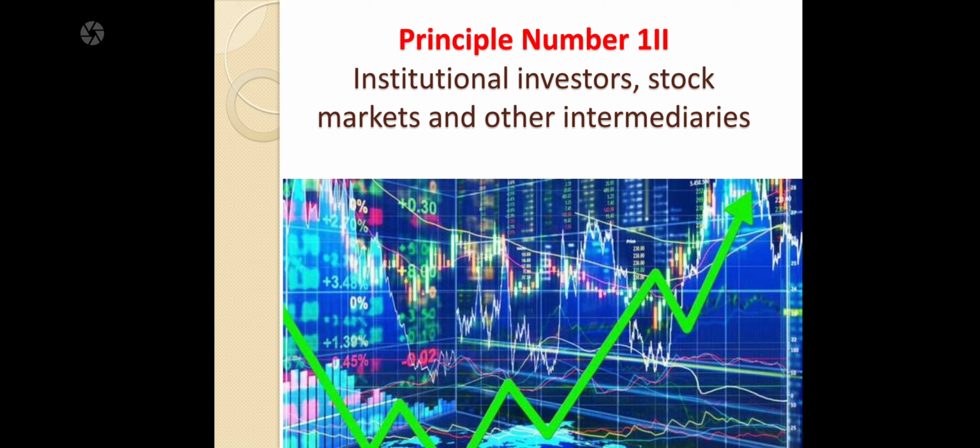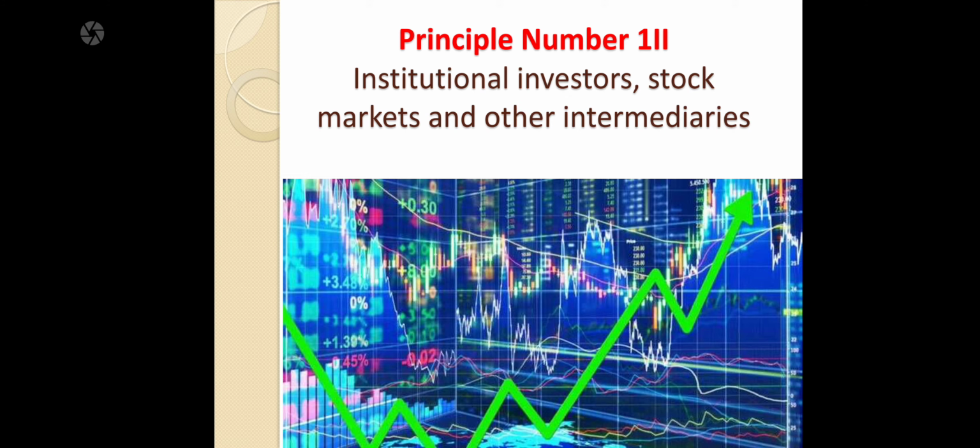Now here, basically where we talk about the stock markets, as every company's shares are listed in the stock market, the company's performance will be affected when any insider trading takes place, or any misleading information is given by intermediaries or institutional investors. This will impact your company's performance.